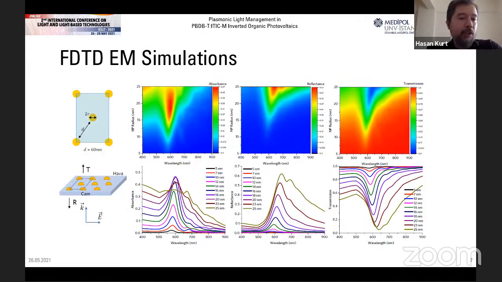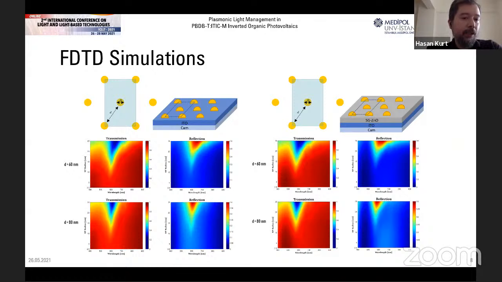And what if we play with the array parameters, like the distance between the particles and the particle size? As we increase them, of course, they are going to have better field enhancement, but they are also going to reflect some of the light through scattering. So there should be an optimum particle size when you put them inside an OPV. To address this, we simulated them on ITO and sol-gel zinc oxide, with different nanoparticle radii and interparticle distances.